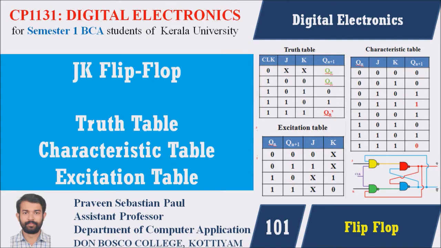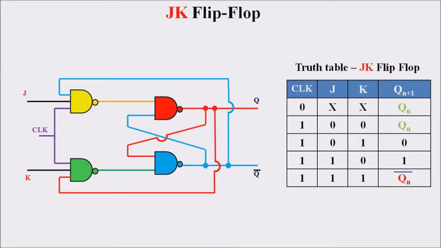In this lecture, we are discussing the truth table, characteristic table and excitation table for the JK flip-flop. In the previous lecture, we introduced the JK flip-flop. It is a modification of an SR flip-flop in order to implement the condition of clock equal to 1, S equal to 1, R equal to 1, that is the 1, 1, 1 condition. In the case of a JK flip-flop, the condition of 1, 1 results in an output of Qn complement, and the output is continuously flipping. That condition is known as a race around condition, and it will be discussed in the upcoming lecture.